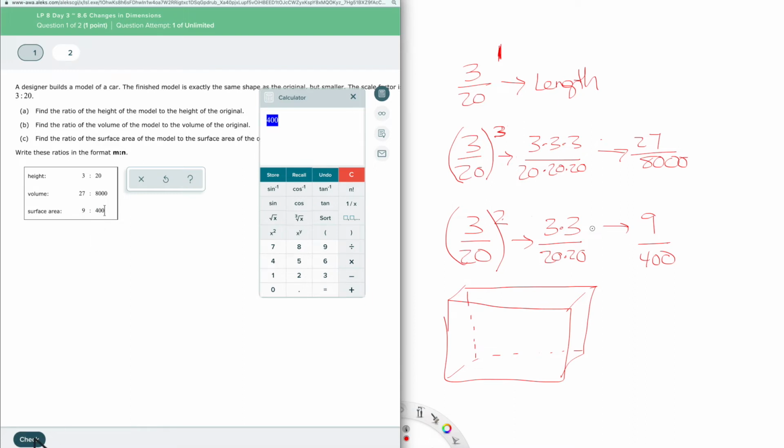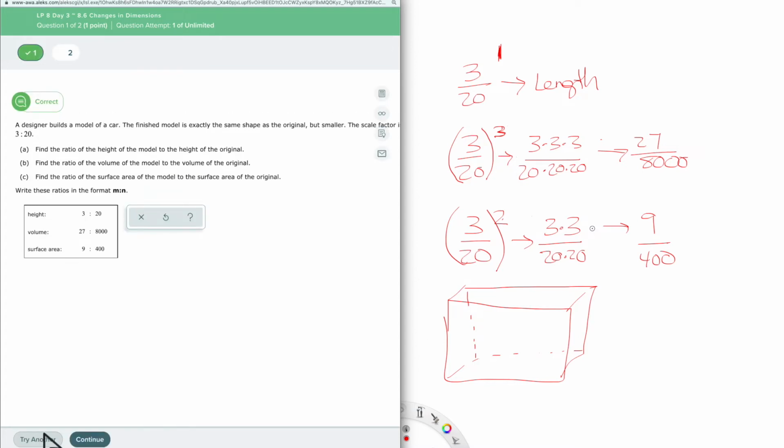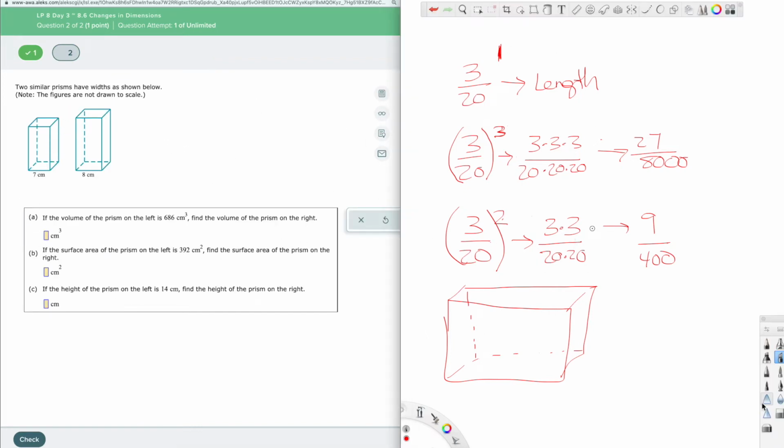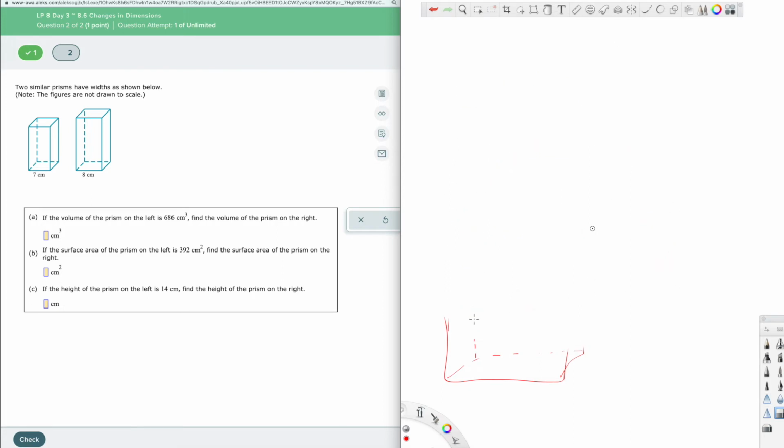Check. All right, so that's that guy. So this is just showing us the scale factor, how to do this. Now they're going to actually ask us to calculate with this idea. So using this same idea, now we need to actually do something with it.